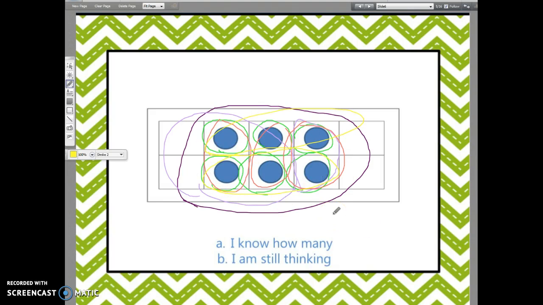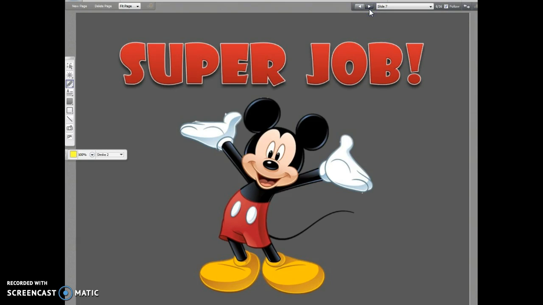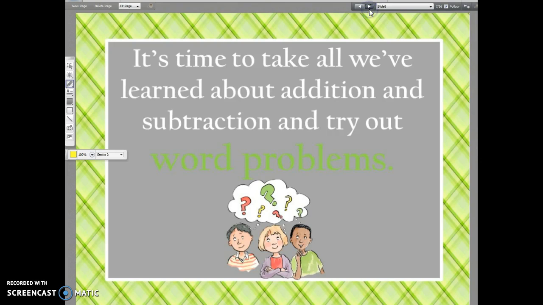All of these ways are right. Look at all the different colors. Those represent all of our different strategies. And we can make all of those different addition sentences with this problem and get the same answer. That is great, guys. Wonderful work. Super job. You are so smart.